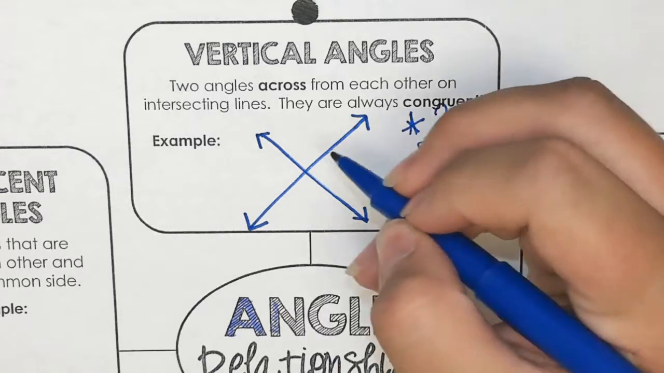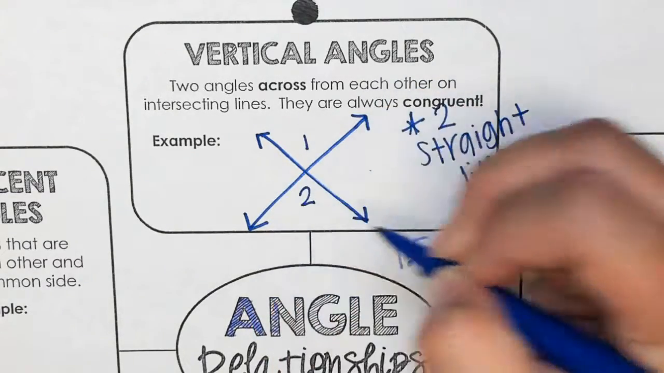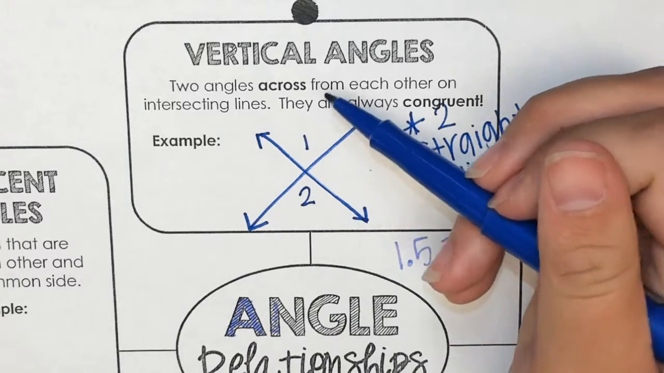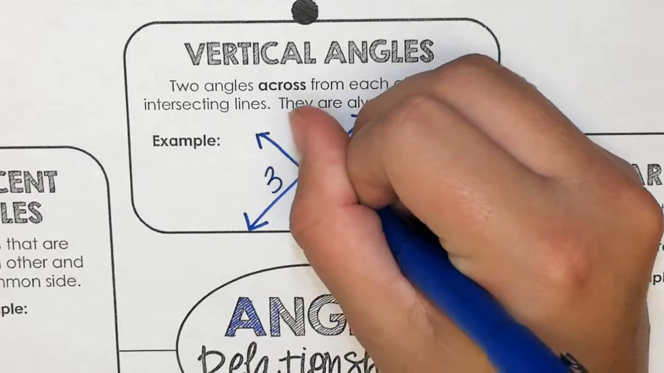Here's one. Go ahead and label your angles. 1, 2. Look how I labeled them. Do it the same way. First one, down 2, to the left 3, right 4.